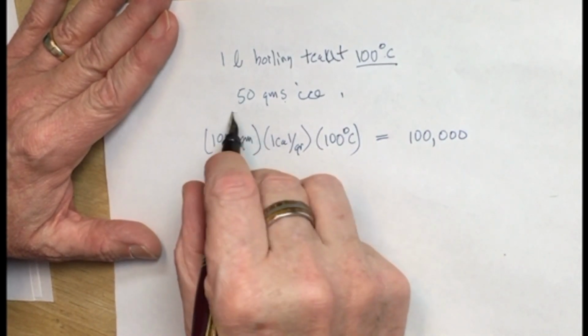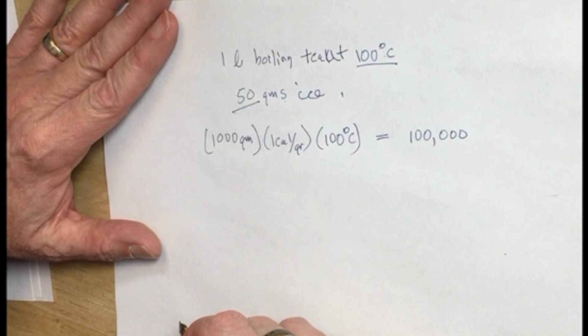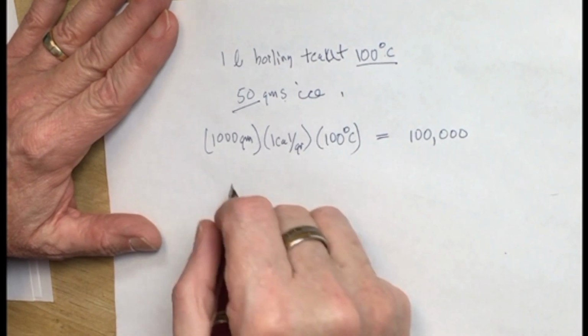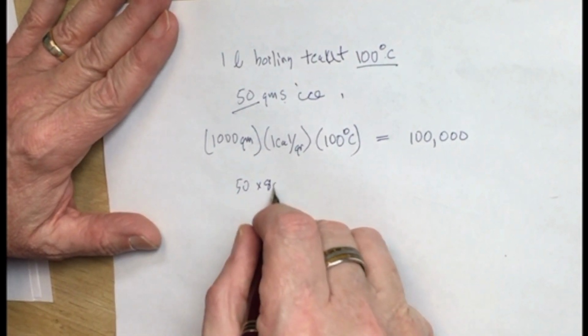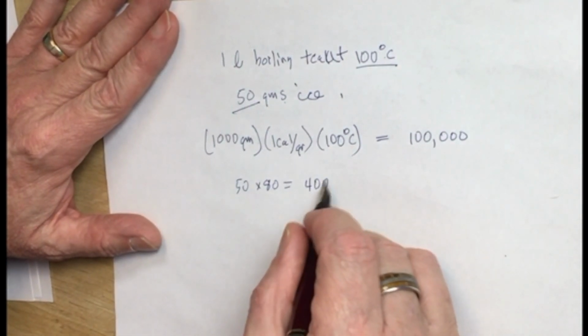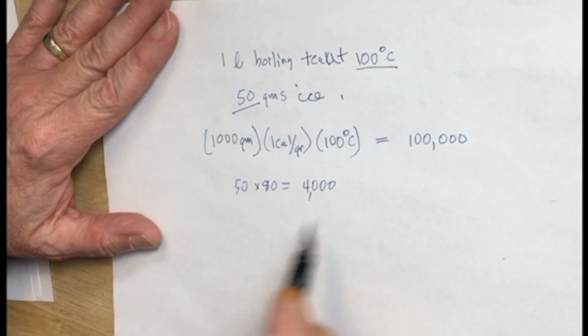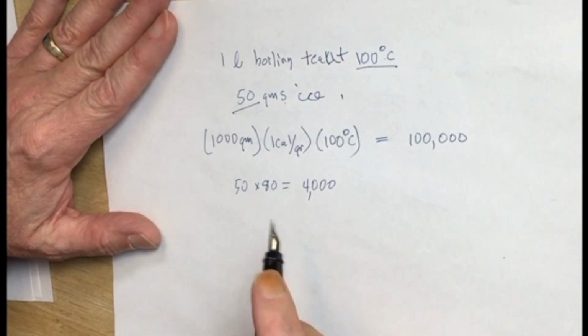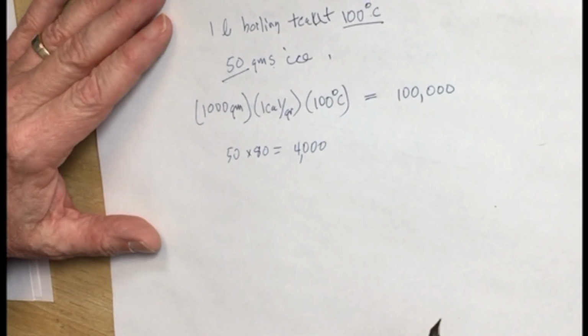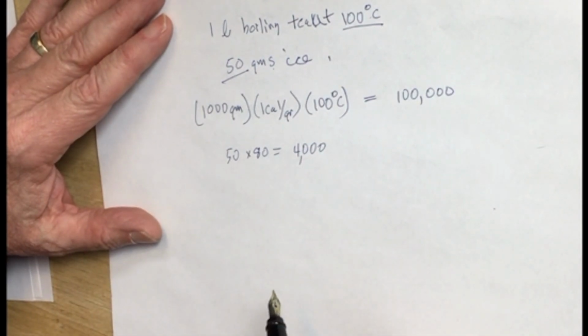Okay. How much will it take to melt 50 grams of ice? Well, that's 50 times 80 equals 4,000. So we have much more than is required to melt this ice. Well, what's the resulting temperature of the iced tea after this melts?